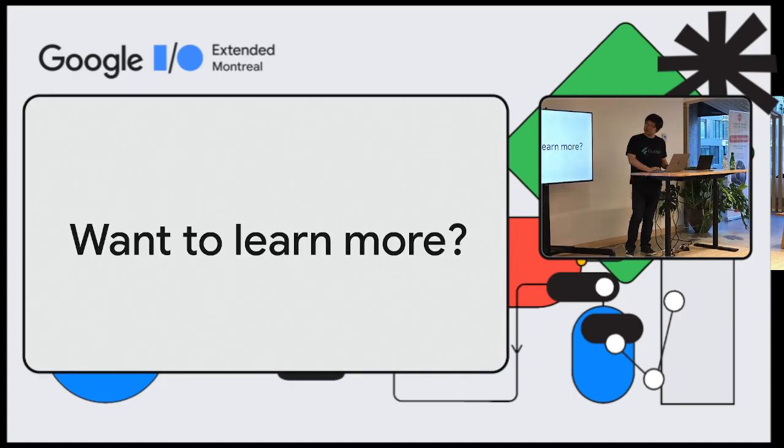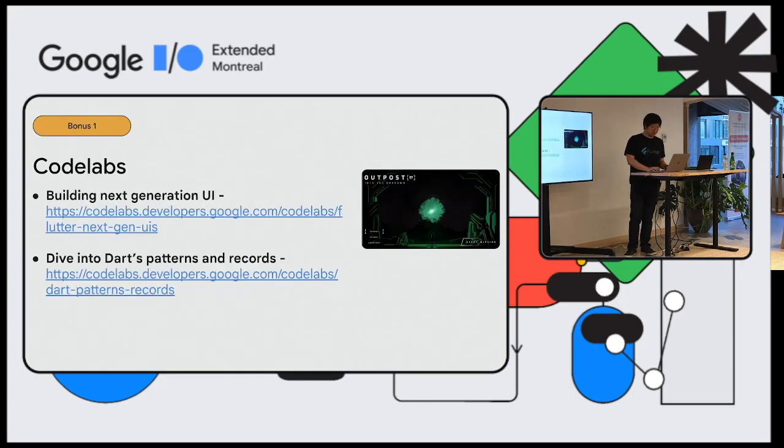So actually, that's about it for today. But if you want to learn more, I also added a nice codelab provided by Google. If you want to learn more about the Dart syntax and the new language improvements, I really recommend this one: Dive into Dart patterns and records. This one covers the sealed class, pattern matching, and records. Really nice example, a really nice codelab, I find.